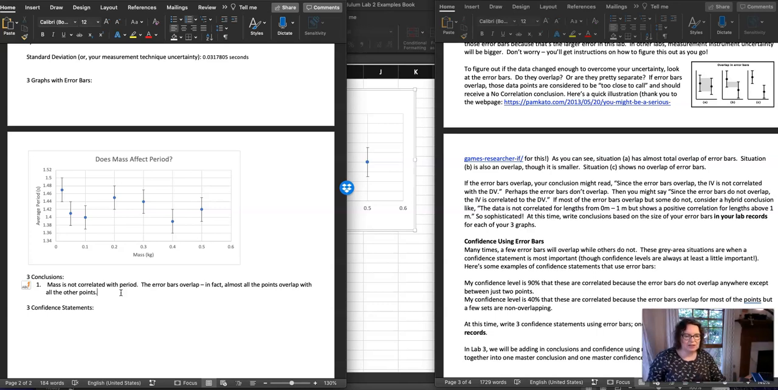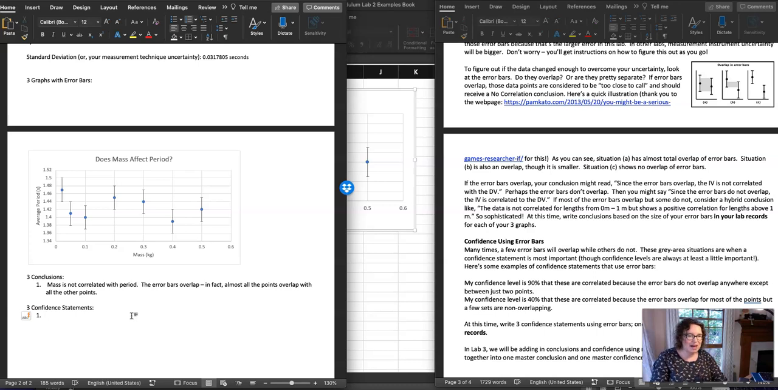All right, so at this time, pause and go ahead and fill out your conclusions based on your error bars. This is really good work. I am really glad that you're still with me for the very last part of this, which is the confidence statement about using these error bars.